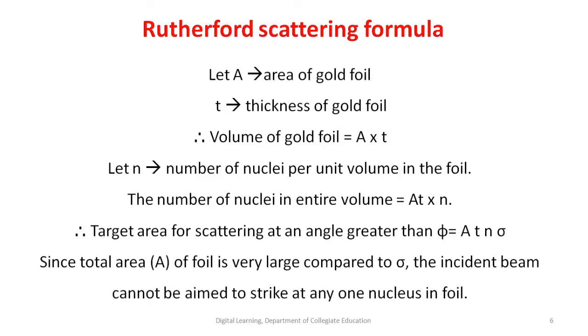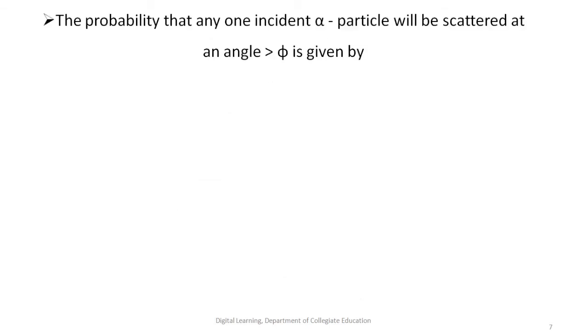Since the total area of the foil is very large compared to the scattering cross section, the incident beam cannot aim to strike any one nucleus in the foil. So what is happening here: the target area of scattering at an angle greater than phi is A T N into sigma, so the incident beam cannot aim to strike any one nucleus. Therefore, one or two may strike. Then what should we take? We should take probability.